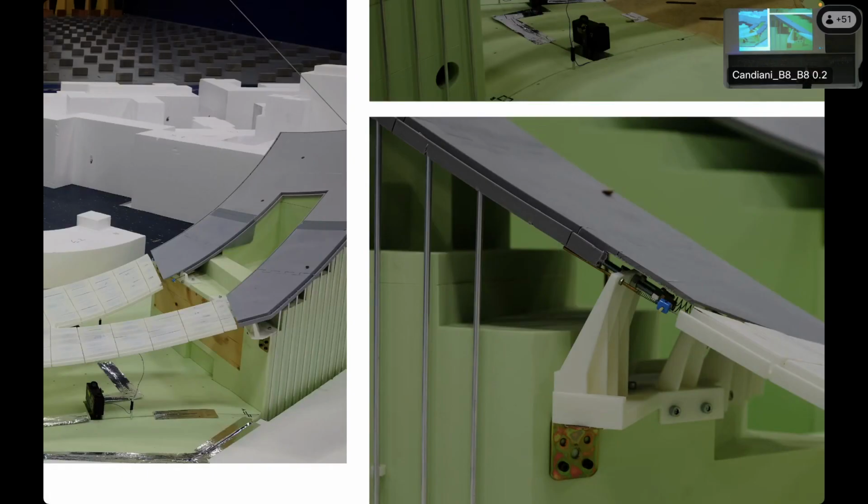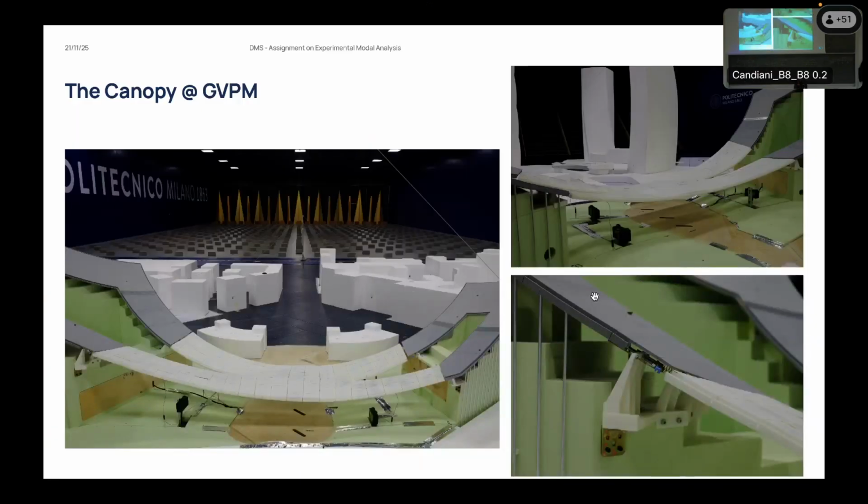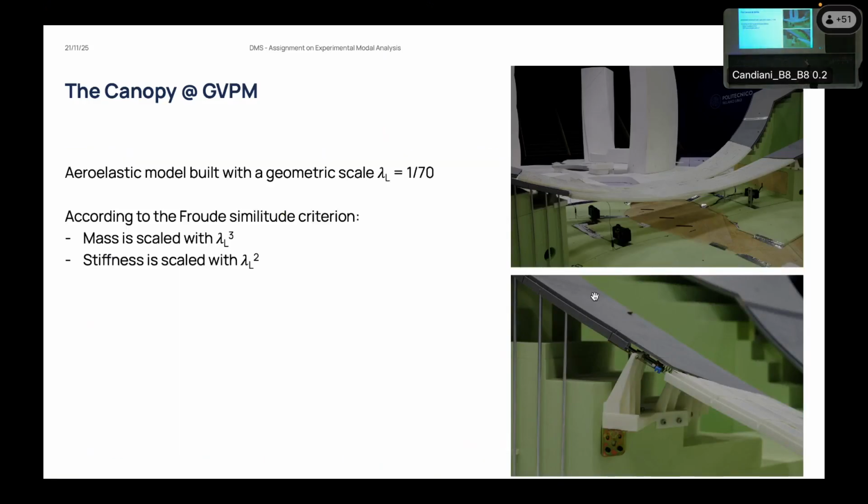So when you are designing an elastic model, there is always a tuning phase in which you can adjust some small details to finally get frequencies that match the expected natural frequency of the structure. There would be lots of things to say about the elastic model, but this is definitely not the topic of today's lecture. Just something you could need to know is that when we are designing an elastic model, there are some scaling laws you have to follow. First of all is to choose the length scale you want to work on. In this case, it was 1/70, because the model should fit the wind tunnel.